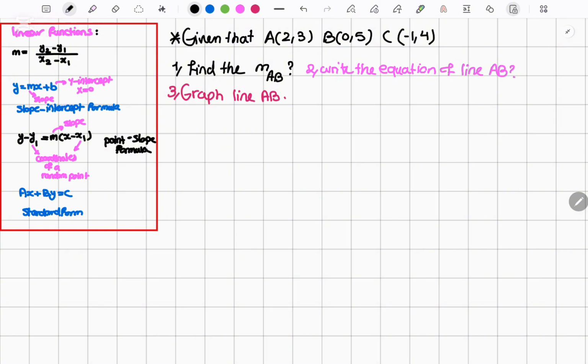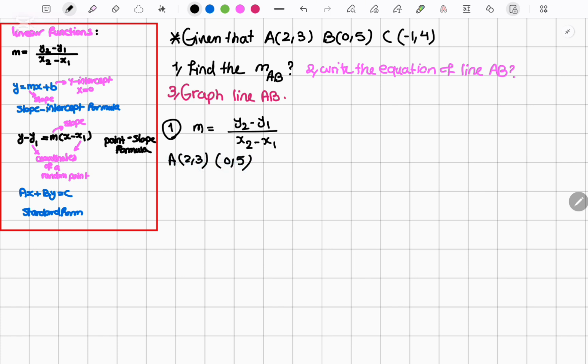Given that A is (2, 3), B is (0, 5), and C is (-1, 4), find the slope of line AB, m of AB. Okay, so in order to do that, first of all, you have to see what you have. You have 2 points, A and B, and you want to find the slope. Which formula will give you the slope with this information? Of course, the slope formula. So the answer to question number 1 is m equals (y2 minus y1) over (x2 minus x1). A is (2, 3), and B is (0, 5).